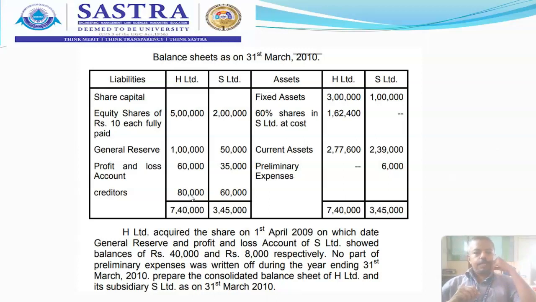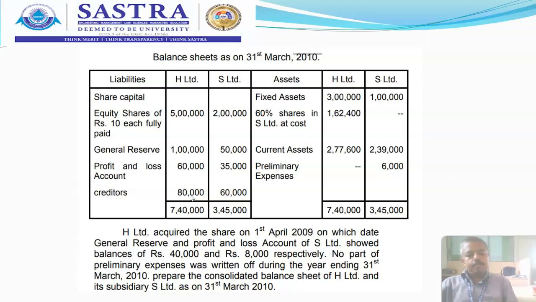For capital profit, take the general reserve before the date of acquisition and the profit and loss account before the date of acquisition, and if there are any fictitious assets, subtract. If there is any loss during the revaluation of assets at the time of acquisition, subtract. If there is any profit during the revaluation of assets at the time of acquisition, then add. Thereby you come to the total capital profit. Revenue profit is so simple. Take the opening balance of the previous year and the closing balance of the current year.